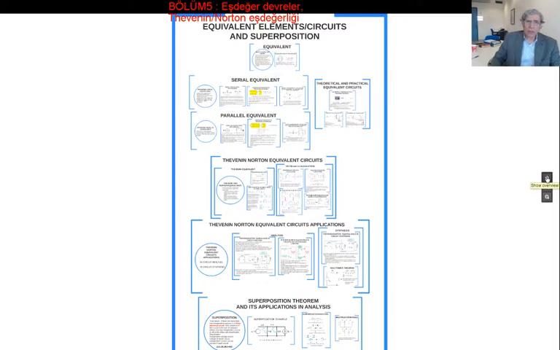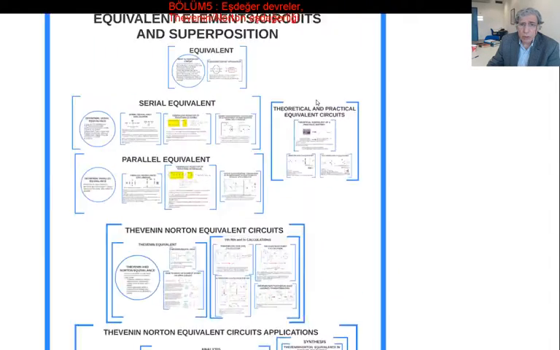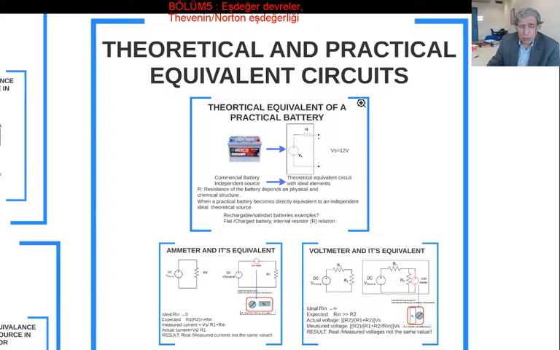We have done serial equivalent circuits and parallel equivalent circuits, and we come to theoretical and practical equivalent circuits. This equivalent circuit concept will also be used in the relation between practice and theory.